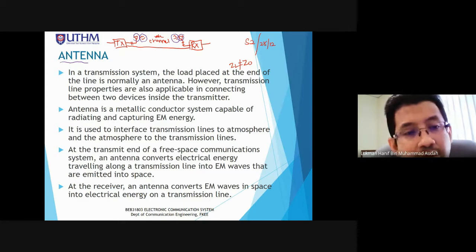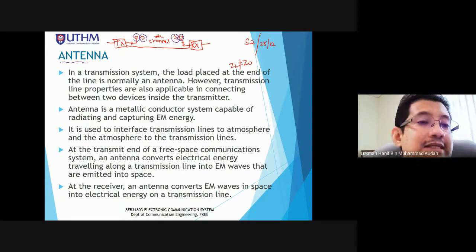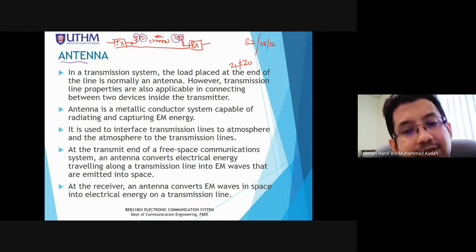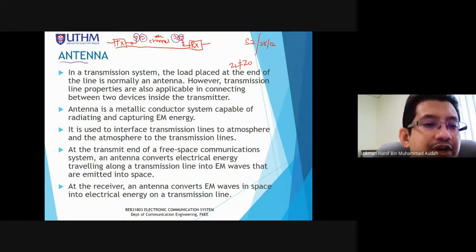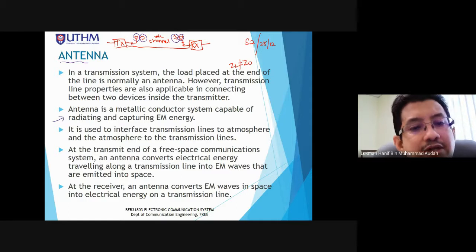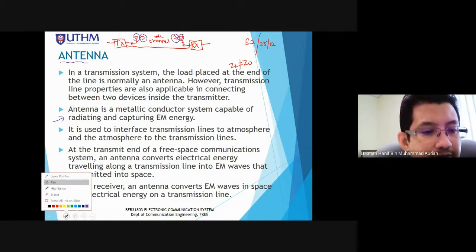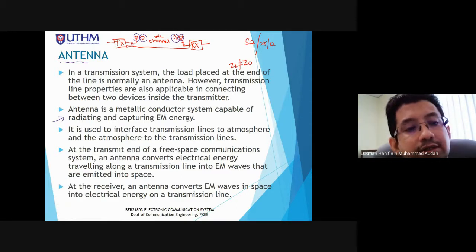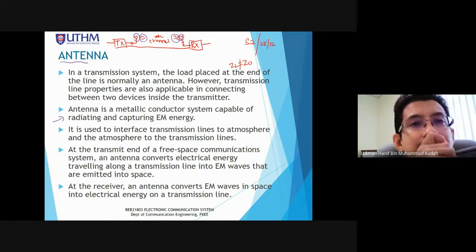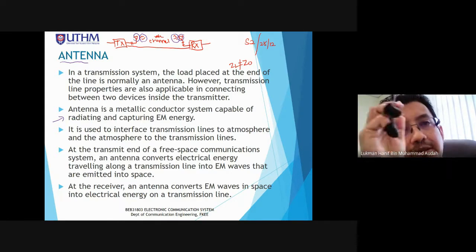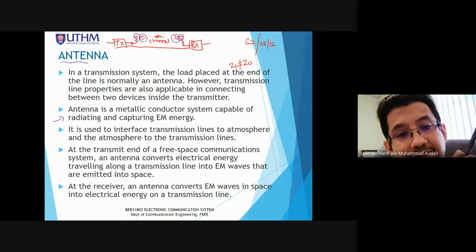Okay, back to this topic about antenna. So antenna is a metallic conductor that is capable of radiating and capturing the electromagnetic energy. Itu dia punya tugas. So maknanya antenna ini dia sebenarnya terdiri daripada bahan metallic, sejenis besi, conductor. Okay, dia ada pelbagai jenis materials yang digunakan untuk antenna.